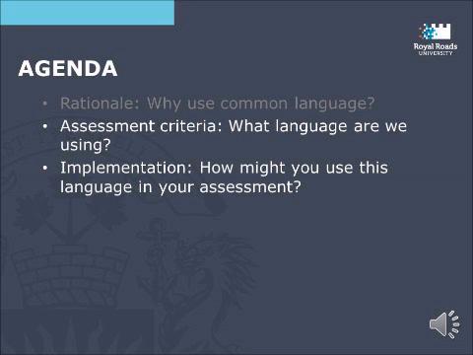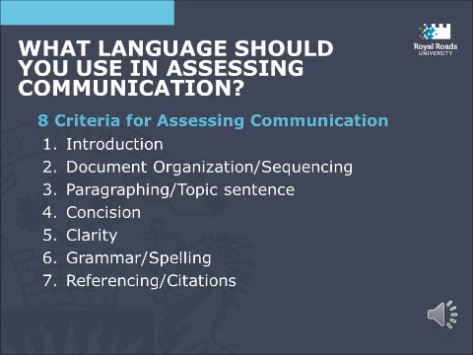Let's look at the assessment criteria. As you can see from the handout, there are 8 criteria for assessing communication. First is the introduction. At a minimum, you want the introduction to provide a clear summary of the paper's structure. You should not be surprised while reading the paper of where the argument goes. As the faculty member, you might ask yourself, does the introduction articulate the document's organization? The next criterion is document organization/sequencing. As the faculty member, you might ask, is the document appropriately sequenced without unnecessary repetition of information?